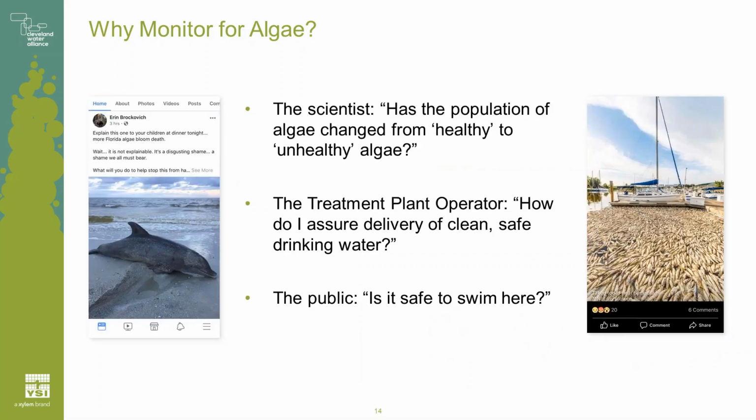So each of these people brings a different perspective to algae monitoring. A scientist might be interested in how a lake switches over from what we sometimes call healthy algae like diatoms to unhealthy algae like the blue-greens, and a scientist will probably cringe at me using those terms. A drinking water manager, though, would definitely think of it that way and is concerned about the quality of the product he's delivering. And of course, sometimes the public might be on vacation down there in Florida wondering if it's safe to swim at Sarasota. These are all reasons why we need to monitor for algae.